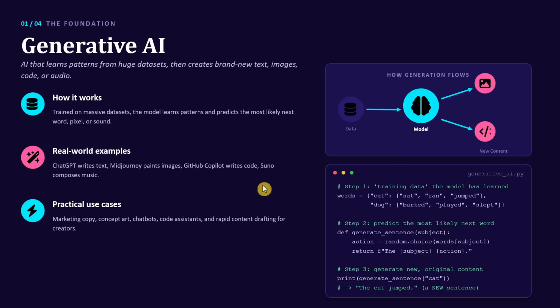Now here you can see ChatGPT writes text, Midjourney paints images, GitHub Copilot writes code, and Suno composes music. These are the apps basically, ChatGPT and the others. So these are nothing but the model. Okay, these are the model.